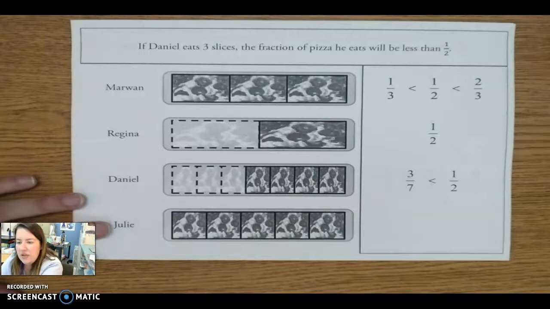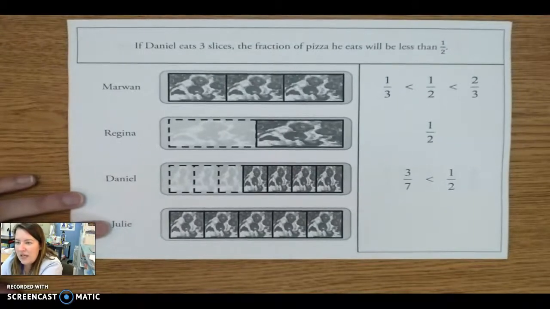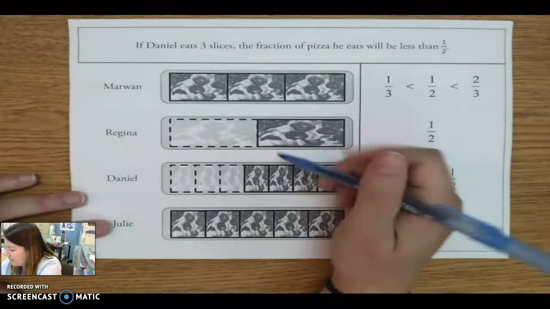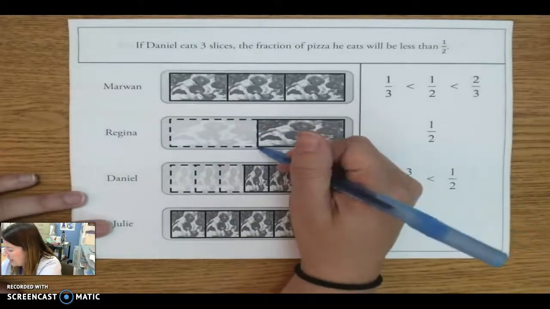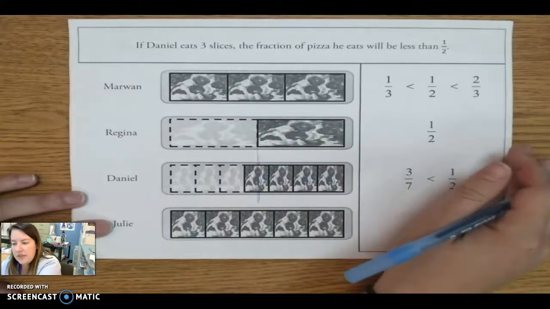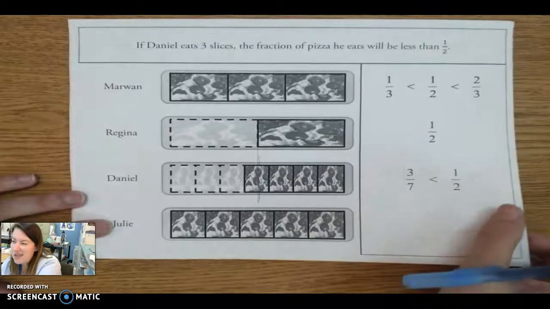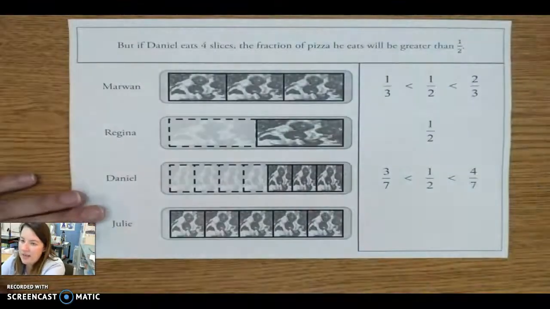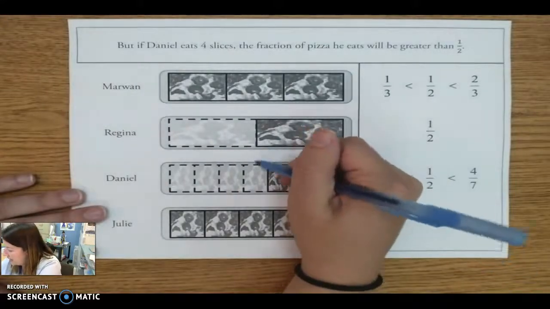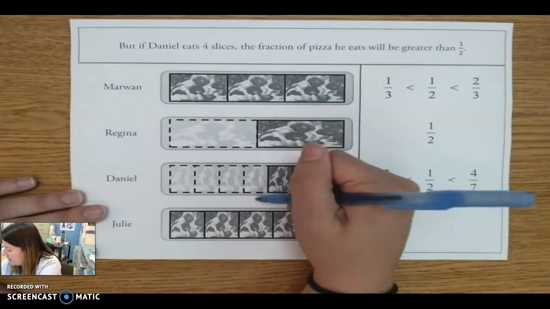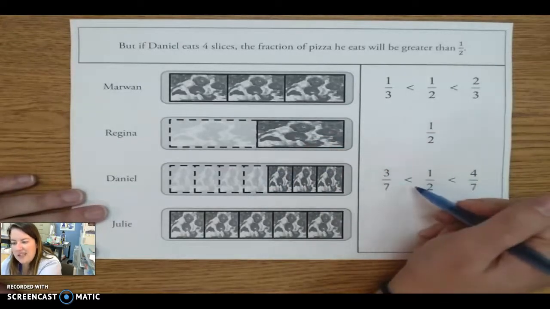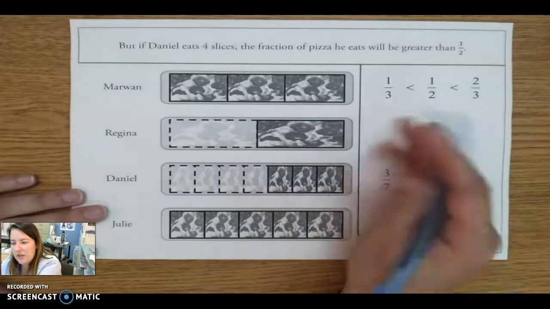All right, let's look at Daniel. Well, if Daniel eats 3 of his slices, 3 out of the 7, it's less than a half. Look, right? Because this is the half line, and it would be right in the middle of this. So if he eats 3 it's less than a half, but if he eats 4, it's more than that half line. Do you see that? So 4/7 is more than the half, but 3/7 is less than the half. Can you guys see that?